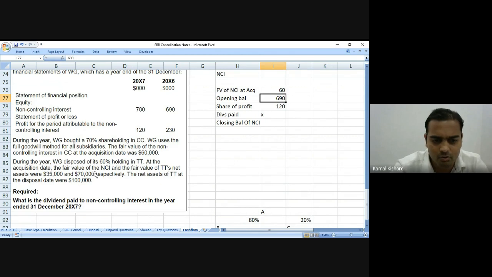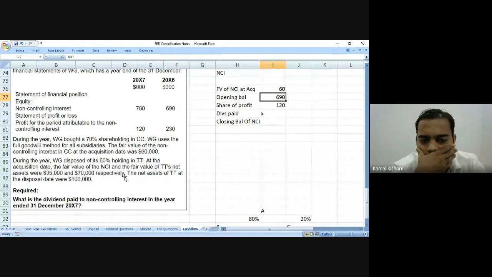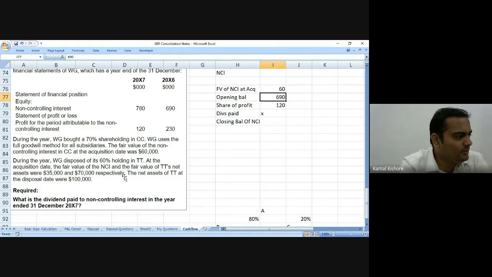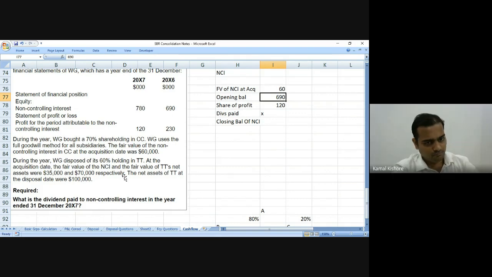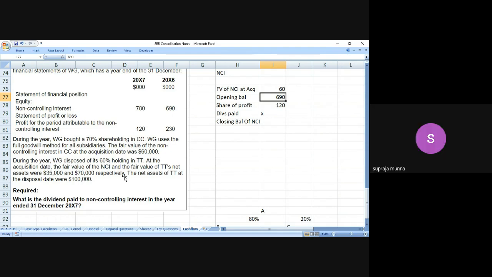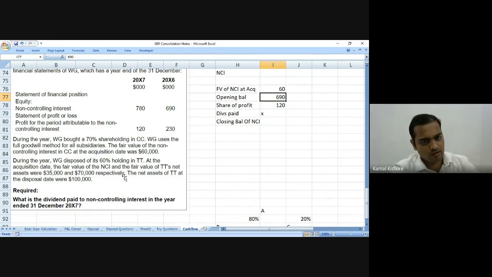What is the impact of this portion? How do we understand this? Treat this as an asset. NCI is like property, plant and equipment. With the knowledge of how NCI works, if some disposal is happening, then that value will be reduced, right? Correct. So you have to calculate the value of this asset at disposal.